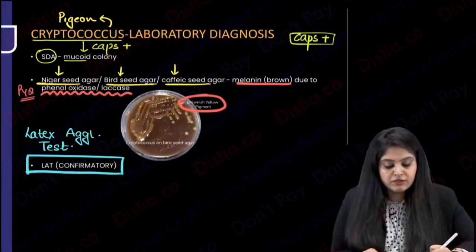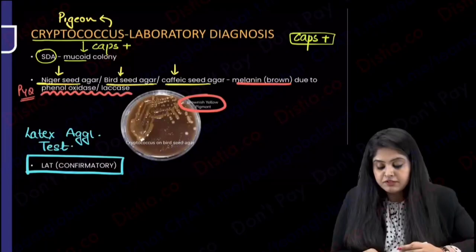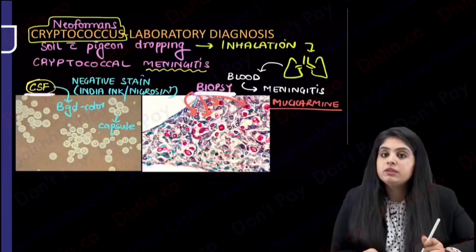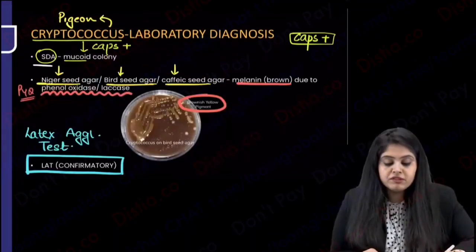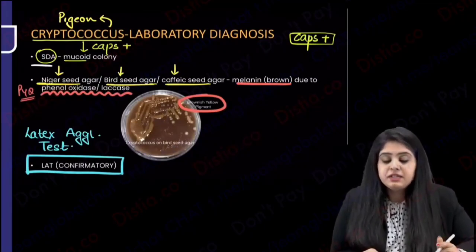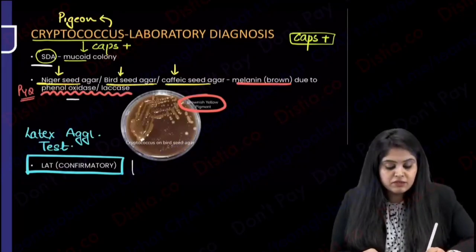So repeating all these tests once again because Cryptococcus is really important. Firstly, if you get a CSF sample, you are going to go ahead with a negative stain. If you get a biopsy sample, you're going to go ahead with a mucicarmine stain. And when you have to do a culture media, SDA, because it's capsulated, it will show you a mucoid colony. If you have to see that brown color, the bird seed, Niger seed agar, the reason for the brown color is the enzyme that it has called phenol oxidase or laccase. The confirmatory test is going to be latex agglutination testing.